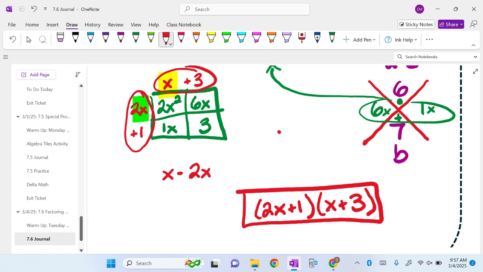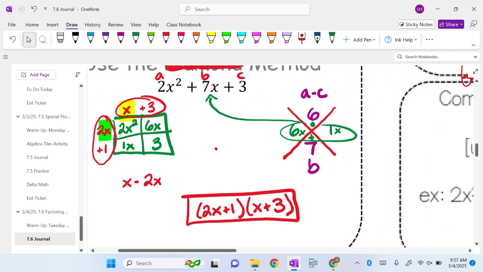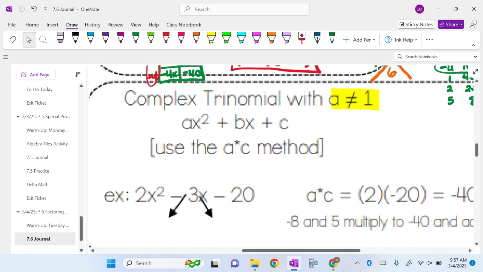So again, the hardest part of the reverse box when A is not equal to 1 is trying to figure out where to place your X values, because one of them is going to be a numerical number that's bigger than 1 in X, and the other one most likely is going to be an X. And you have to figure out where they're going to go.